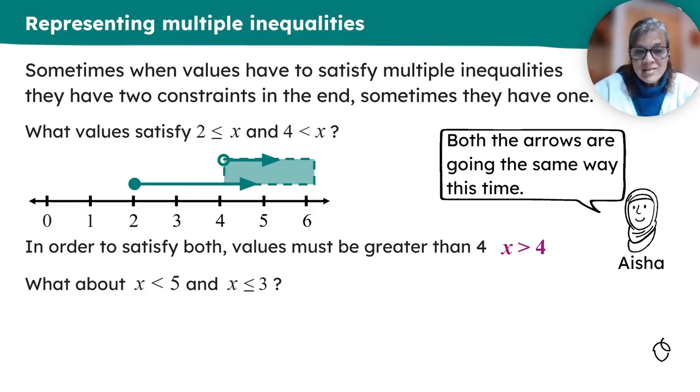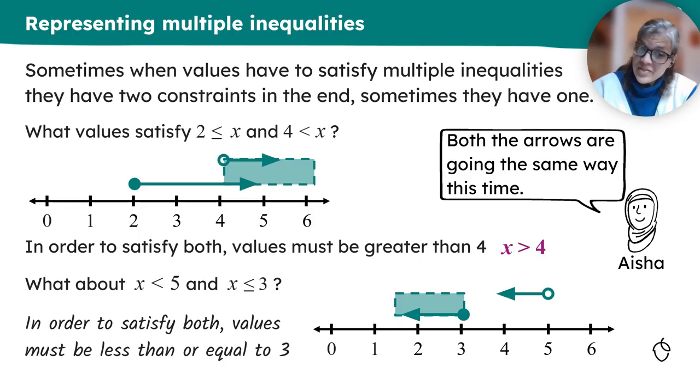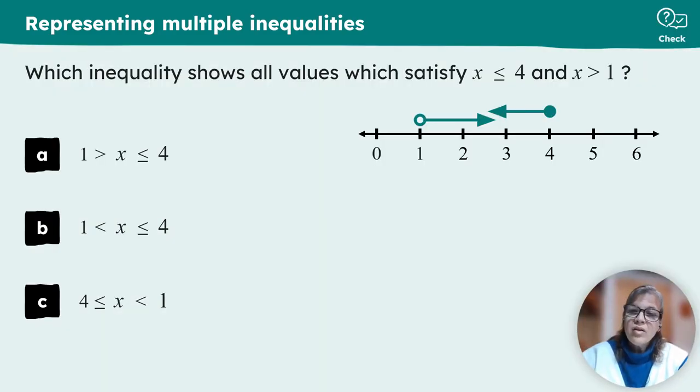Here's another one. You try it. If I have x is less than 5 and x is less than or equal to 3, what can I actually have if I have to have both of them? In order to satisfy both, I have to have something that's less than or equal to 3. So sometimes to satisfy multiple inequalities that have 2 constraints, you only end up with 1 at the end. All right, look at this number line, and which of the inequalities, A, B, or C, satisfies x is less than or equal to 4, x is greater than 1?